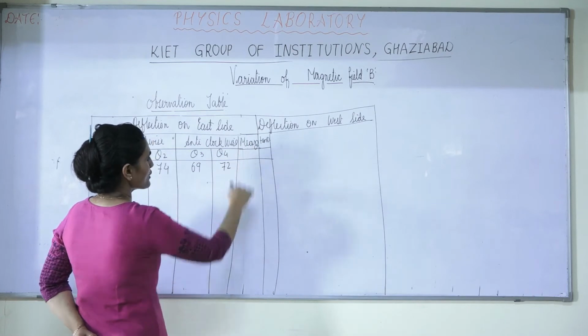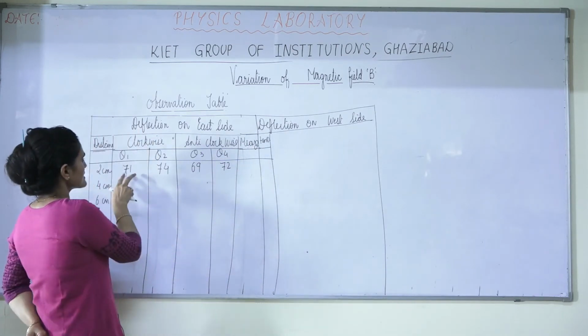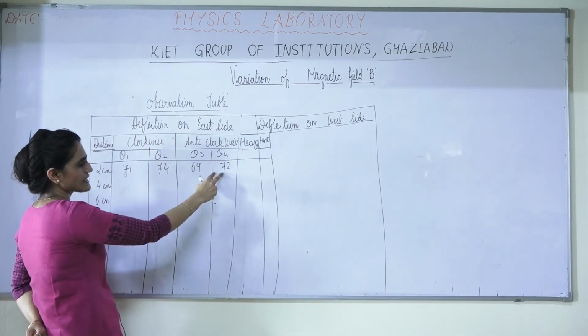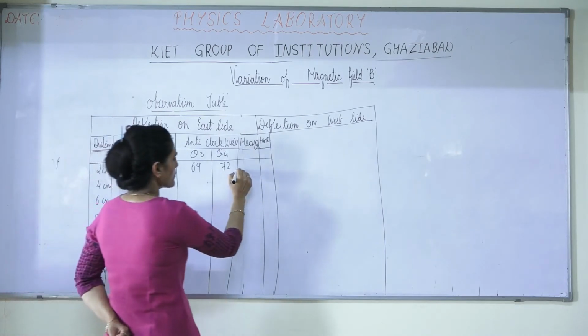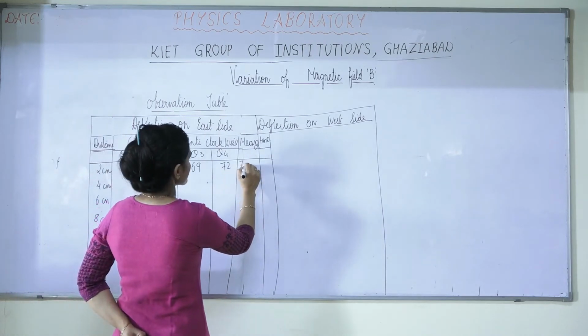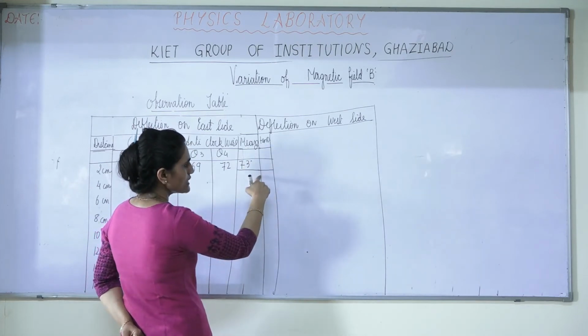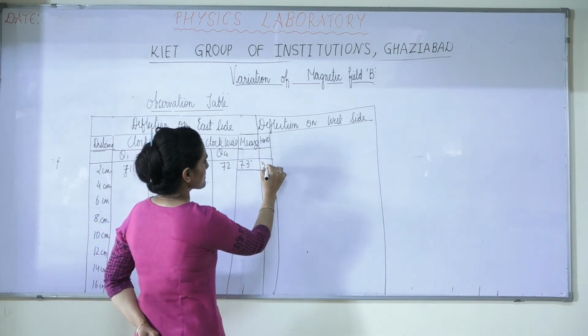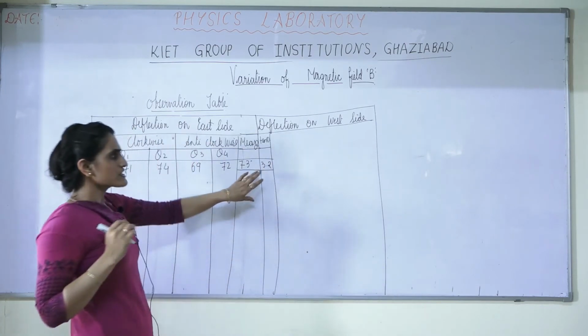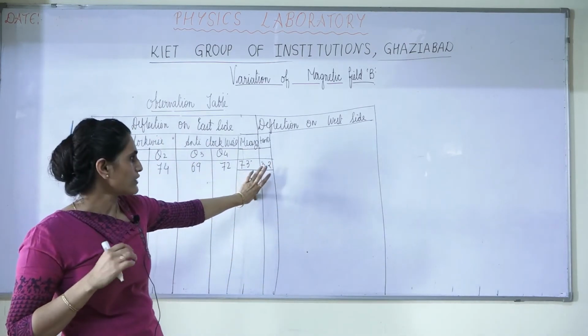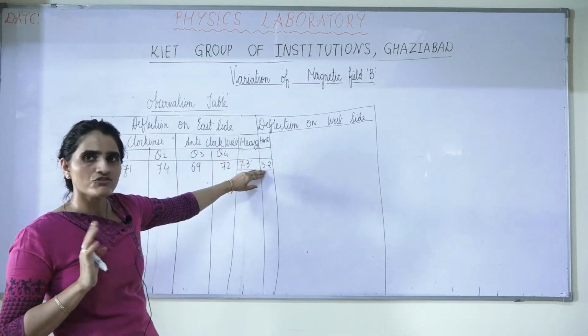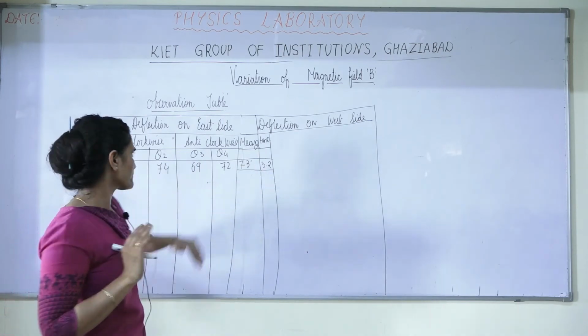So if I calculate the mean theta, that is, I add all the thetas and divide by 4, I will get approximately 73 degrees. Then I will find tan theta of 73 degrees, which will come out to approximately 3.2. I have not calculated it exactly, but we will get a value somewhere near 3.2.